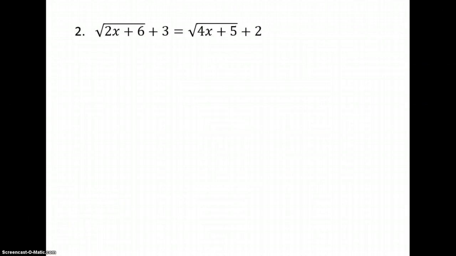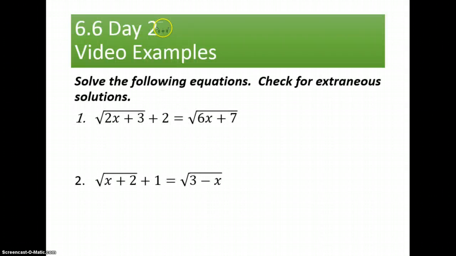Okay, so similar thing here. Notice I have a plus 3 and a minus 2, so if I can get rid of one of those like terms, I will. So I'm going to go ahead and start by subtracting 2.